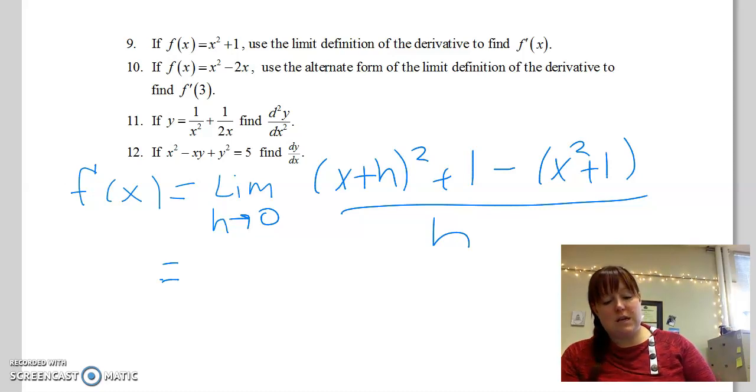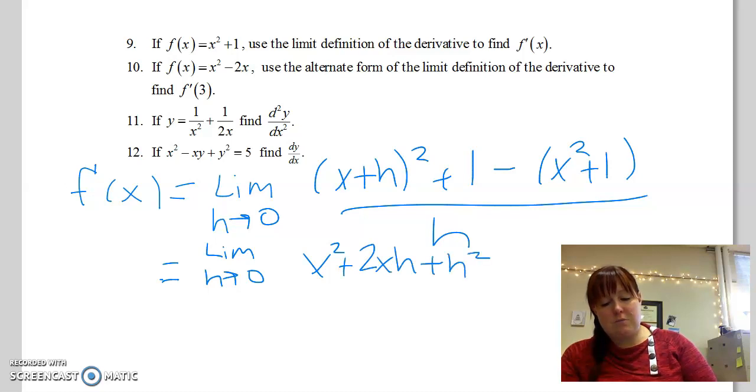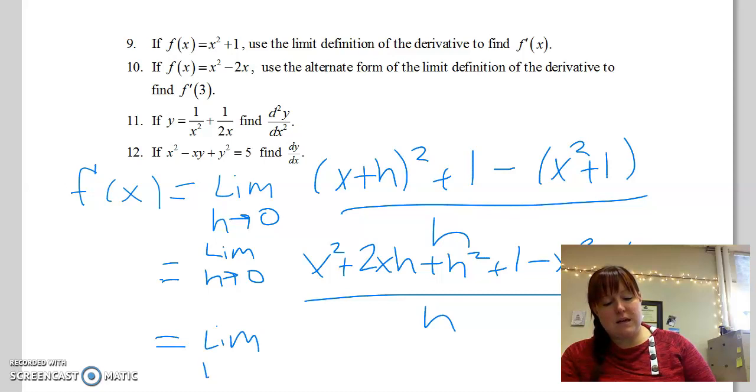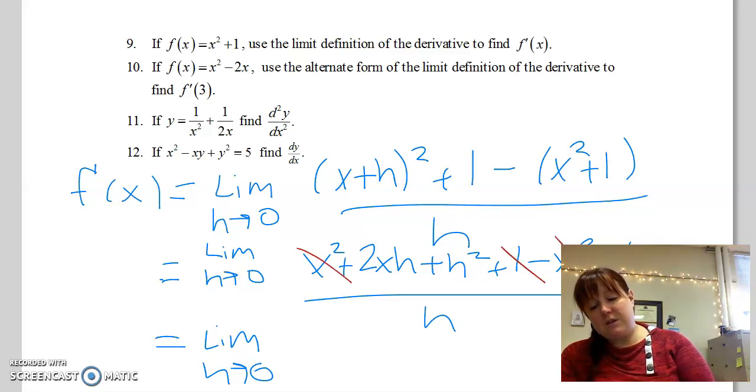So we are still taking the limit as h approaches 0 of x plus h squared, which is x squared plus 2xh plus h squared plus 1 minus x squared minus 1, because that negative sign distributes. So we're going to still take the limit as h approaches 0. Let's see. X squared cancels out, 1 cancels out, and we know we did it right because all of our terms have an h in them.